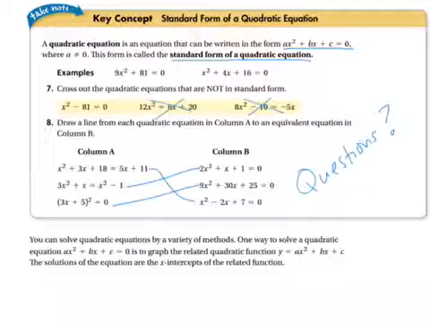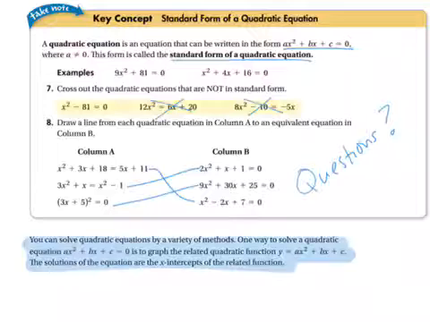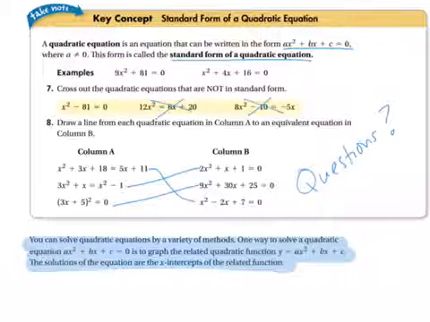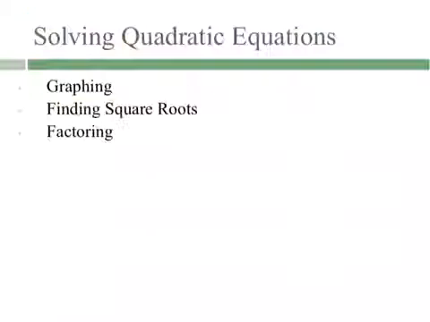Do you see the paragraph at the bottom? Highlight that paragraph. You can solve quadratic equations by a variety of methods. One way to solve a quadratic equation is to graph the related quadratic function, y equals ax squared plus bx plus c. The solutions are the x-intercepts. The 3 ways to solve quadratic equations are to graph, find the square roots, and factor.